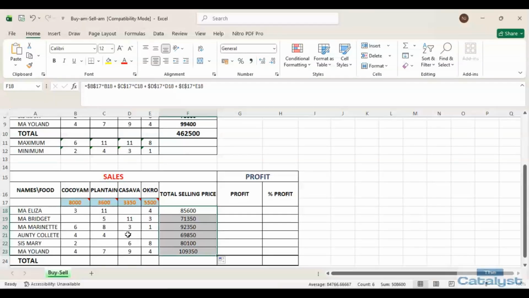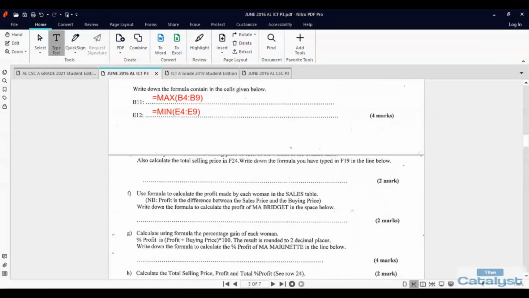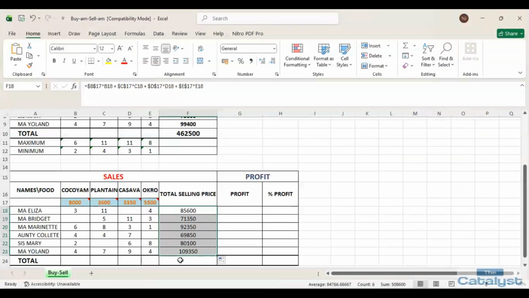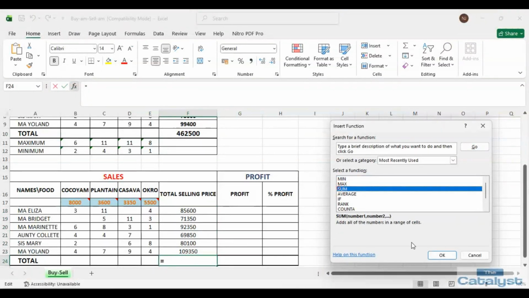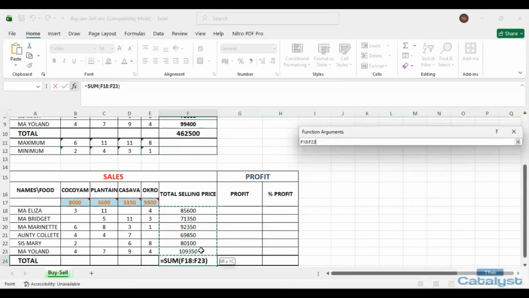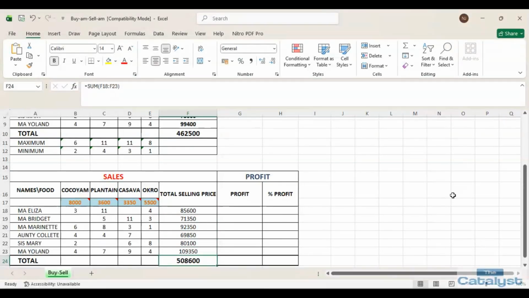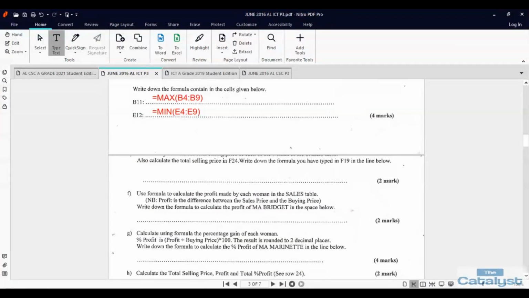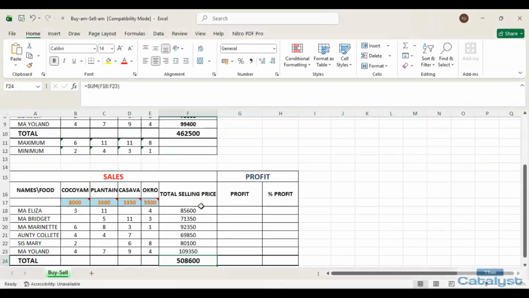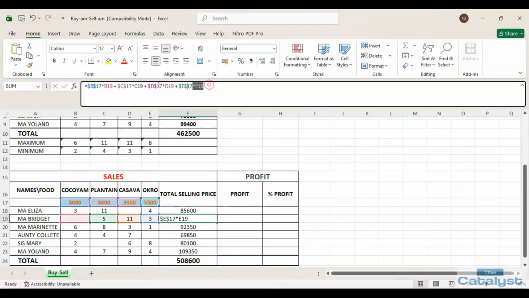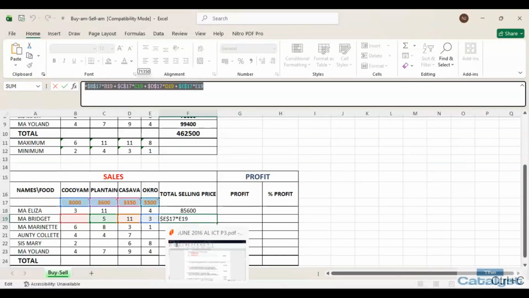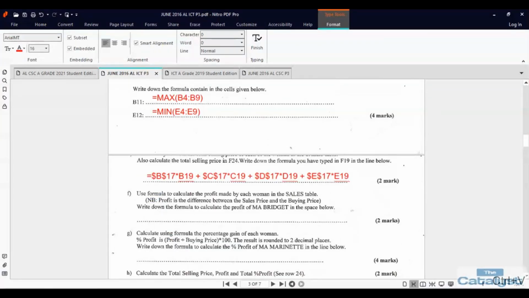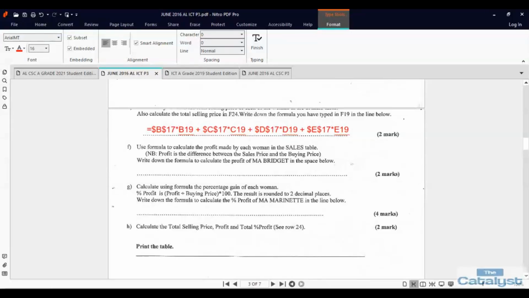Very well. So it is said that we should also calculate the total selling price in F24. F24, this is it, which will still be sum. We use sum of all the selling price. Okay. So the next question, they said we should write the formula type in F19. F19 is this one. So we'll copy it.